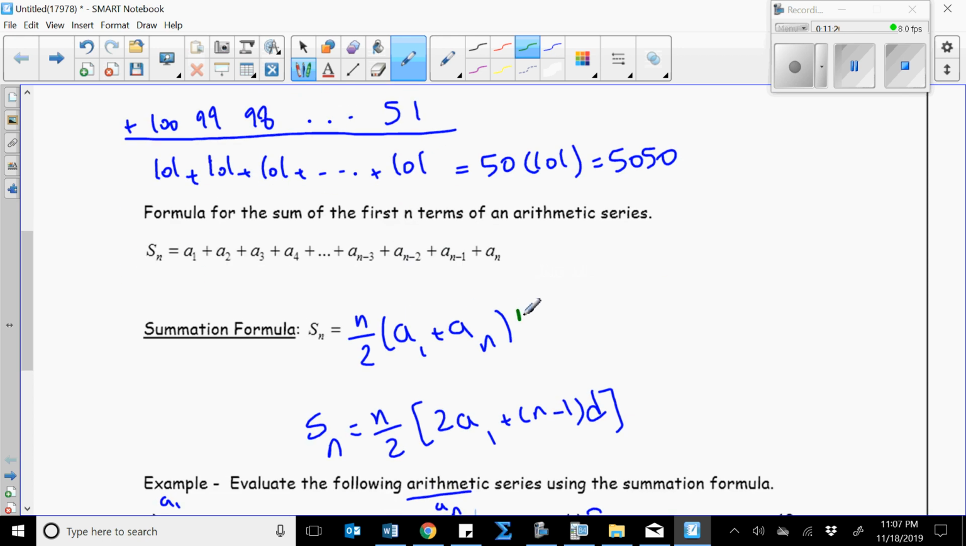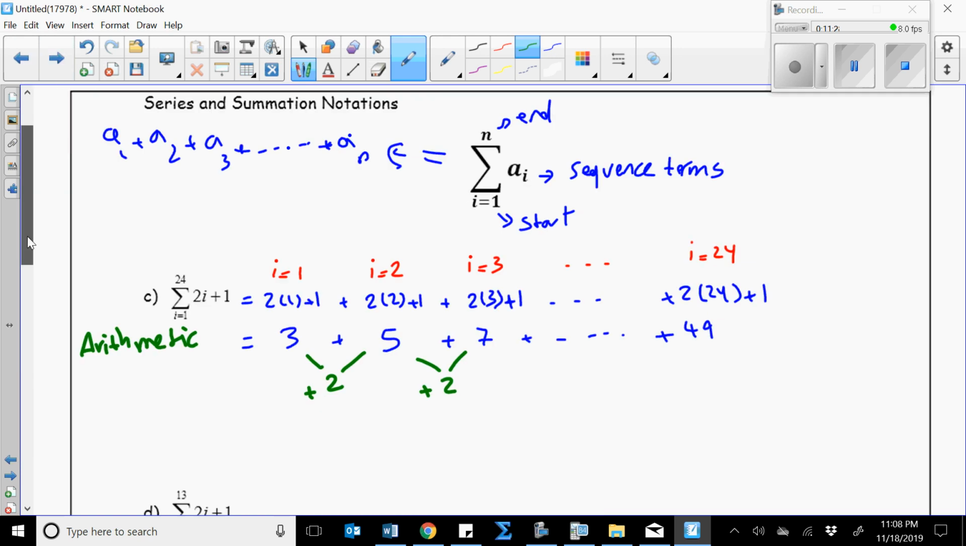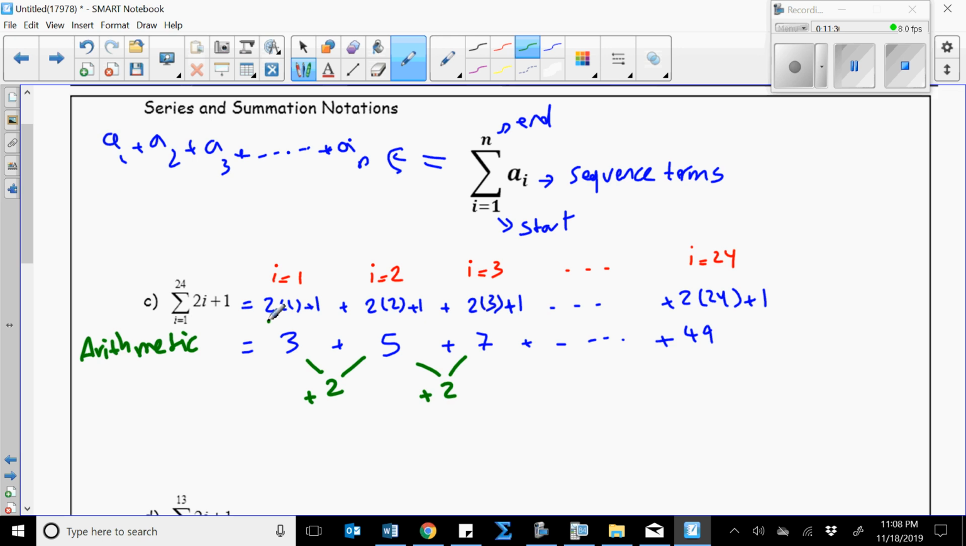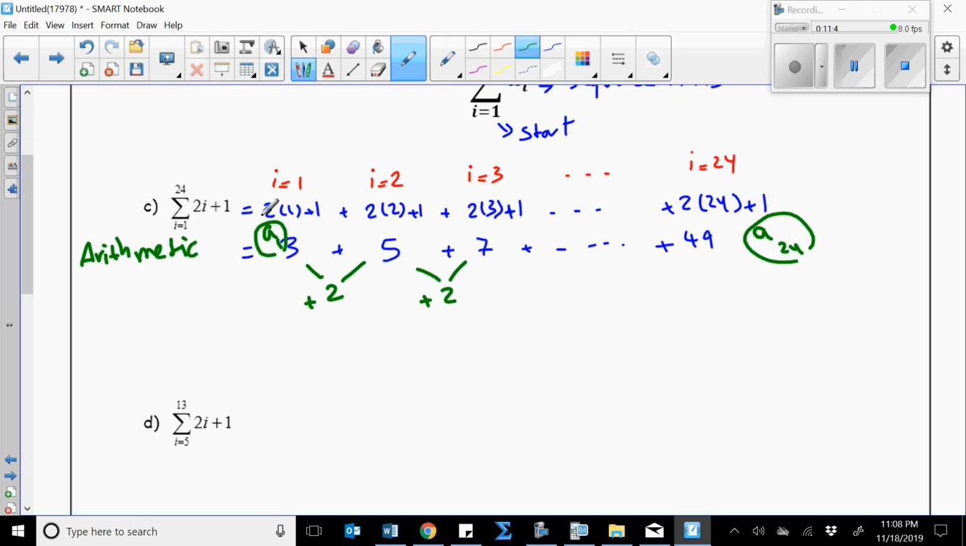I can use one of these. So if I have the last term, I can use the first one. If I don't, I can use the second one. And as you see here, we already have the first term, which is a1, and also the last one, which is a24. We have first and last term, and we know that we have 24 terms.